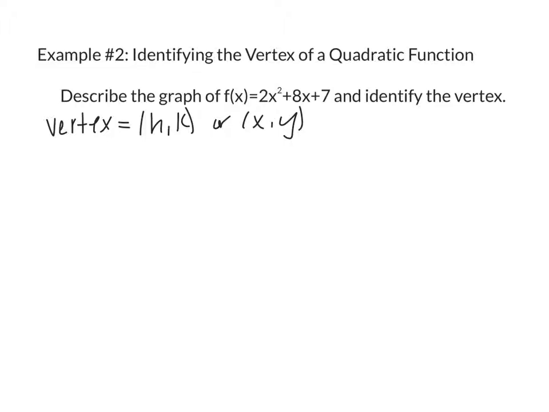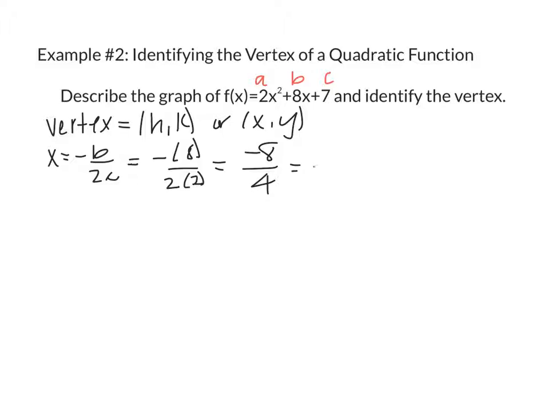So to begin to find the vertex, you have to know that x equals negative b over 2a. And then you're probably like, well, where does a and b and all that come from? Well, they are the coefficients. So a is 2, b is 8, and c is 7. So if I sub these values in, I would have negative parentheses 8 over 2 times parentheses 2. So that would give us negative 8 over 4, which gives us negative 2. So x is negative 2.